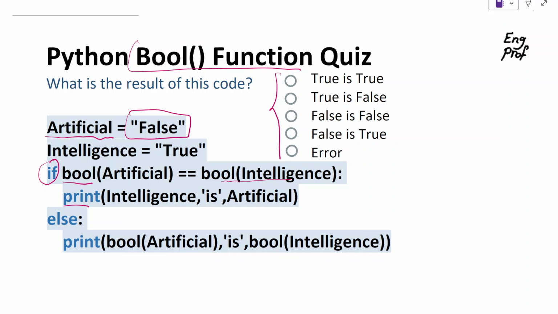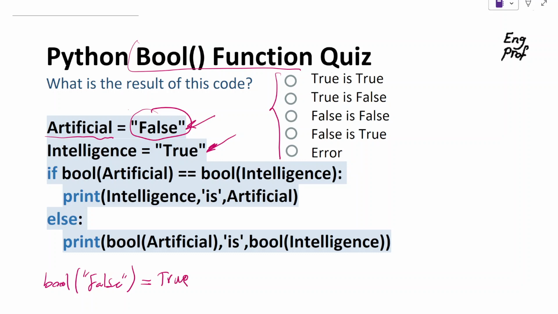Okay, so the important thing to notice here is, one, these are strings, again, non-logical values, and the bool of a string only gives you false if the string is empty. In this case, we are dealing with strings that are not empty. These are obviously strings other than empty. Therefore, as a result, the bool of artificial becomes bool of "false", which will give you true. So bool of "false" is going to give you true because it's not an empty string.